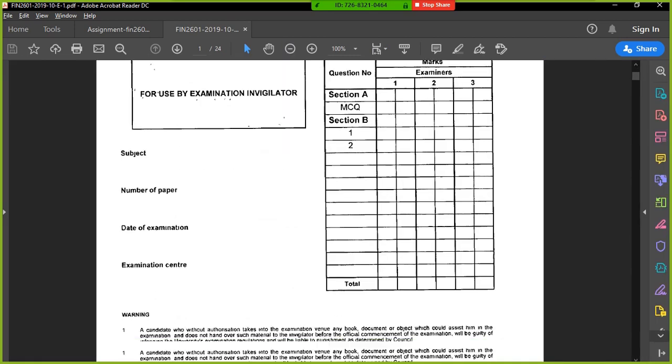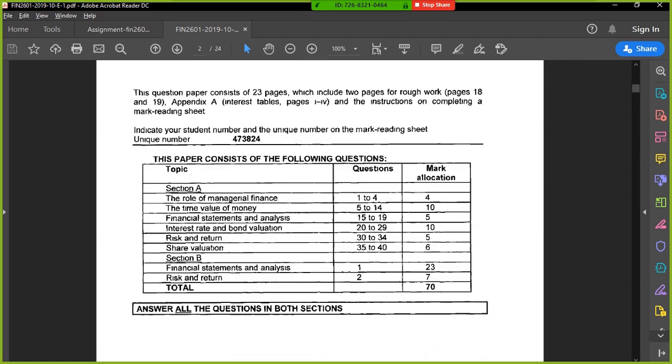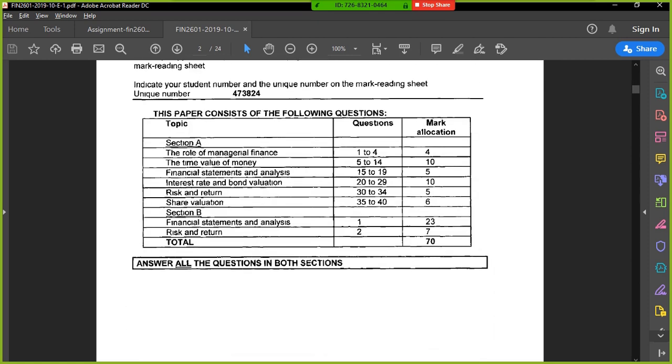Yeah. Okay, so I've got questions here that we can already look at. I can see that they have asked financial analysis. We can look at these ones, 15 to 19, financial statement analysis, section A. Okay, that specifically covers what you're asking about.